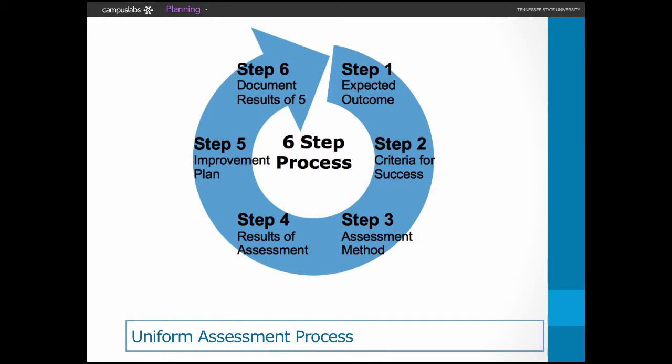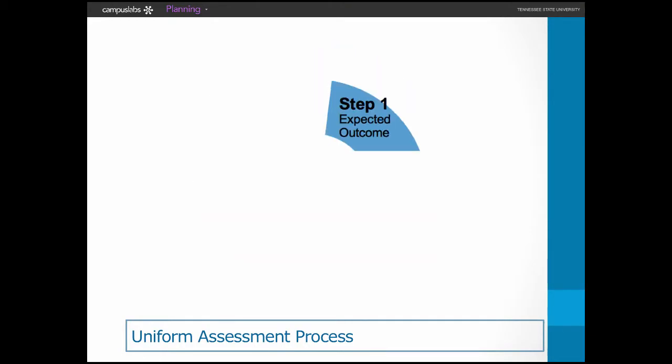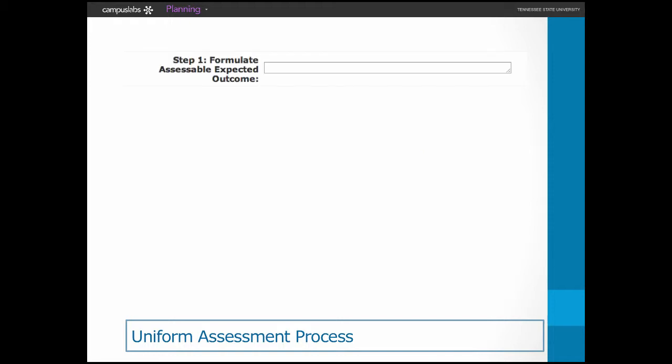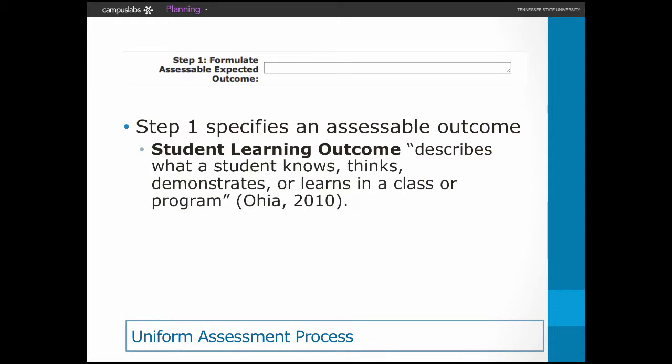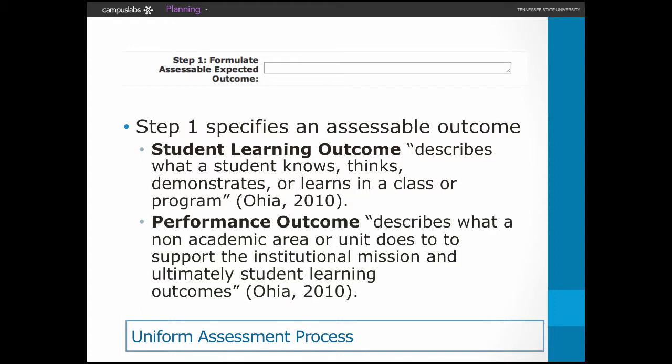This is the uniform six-step process. Step 1 is to establish assessable expected outcomes. These may be student learning outcomes, which describe what a student knows, thinks, demonstrates, or learns in a class or program, or performance outcomes, which describe what a non-academic area or unit does to support the institutional mission and ultimately student learning.